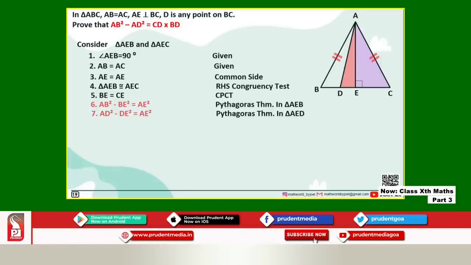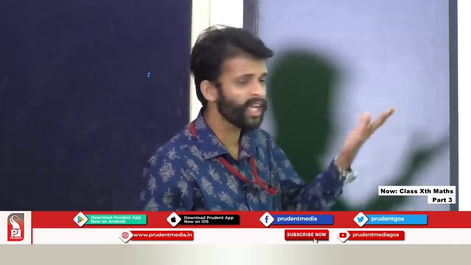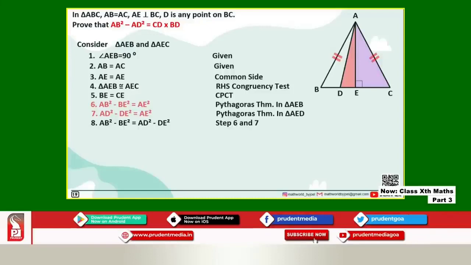Now if we look at step number 6 and step number 7, the right hand side is the same, right? So I will equate both the left hand sides in step number 8. Doing that, it would be something like this. Okay, and from where did we get all this information? We got it from step number 6 and step number 7. So all I have done is equate the left hand side.